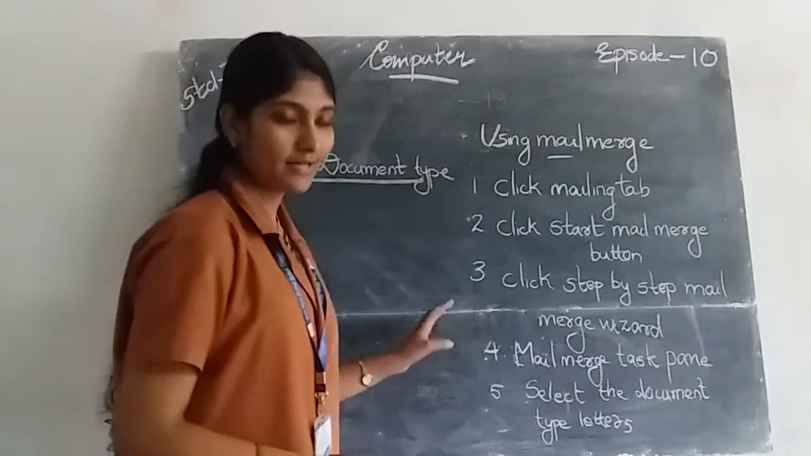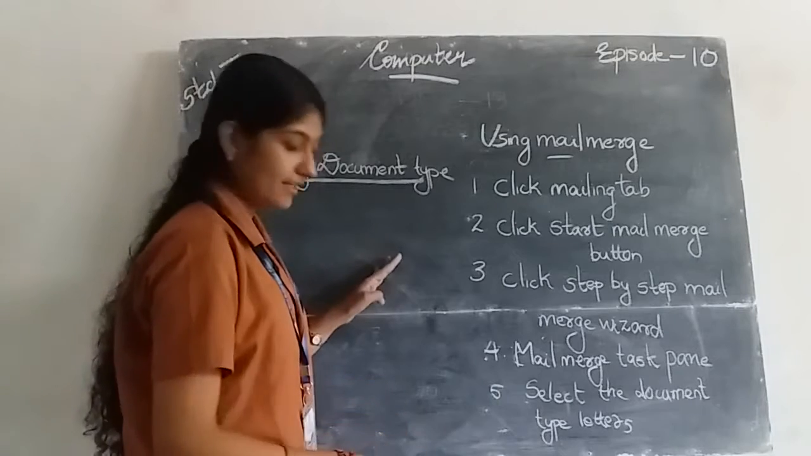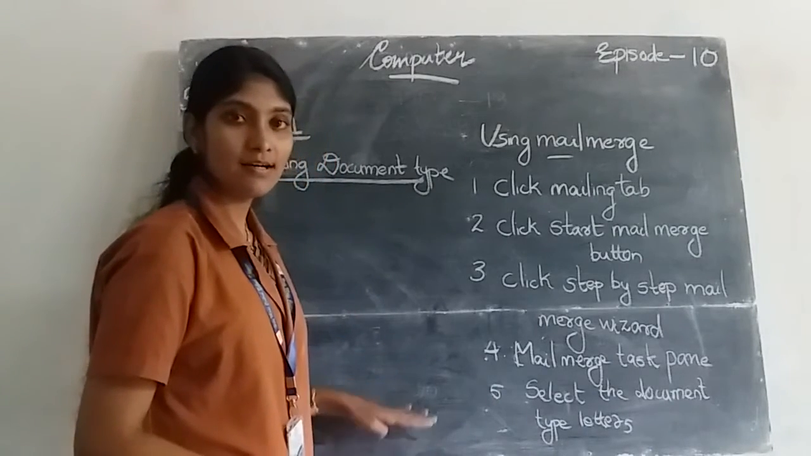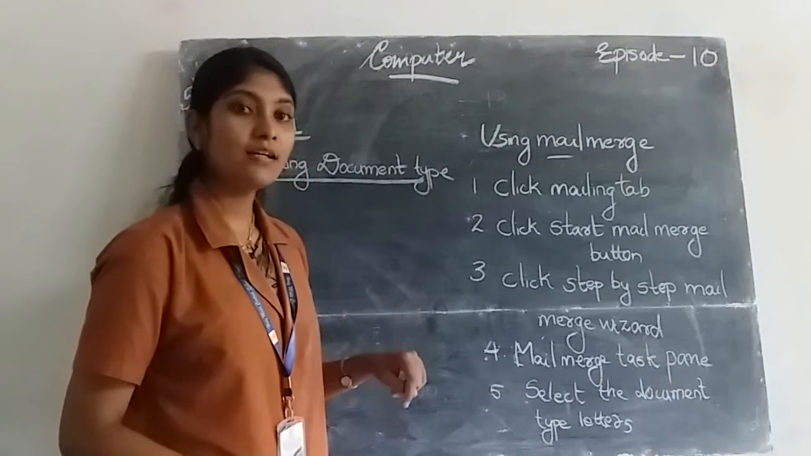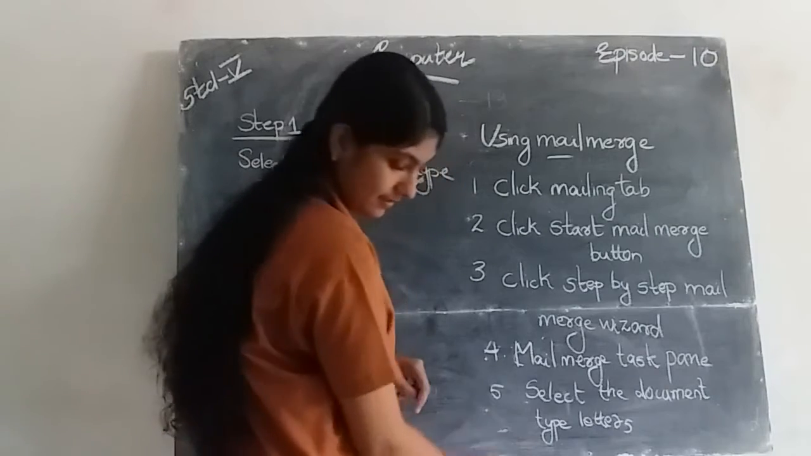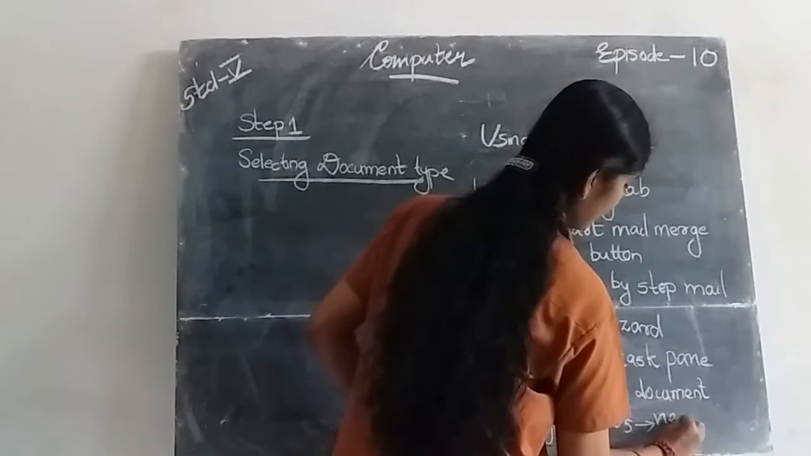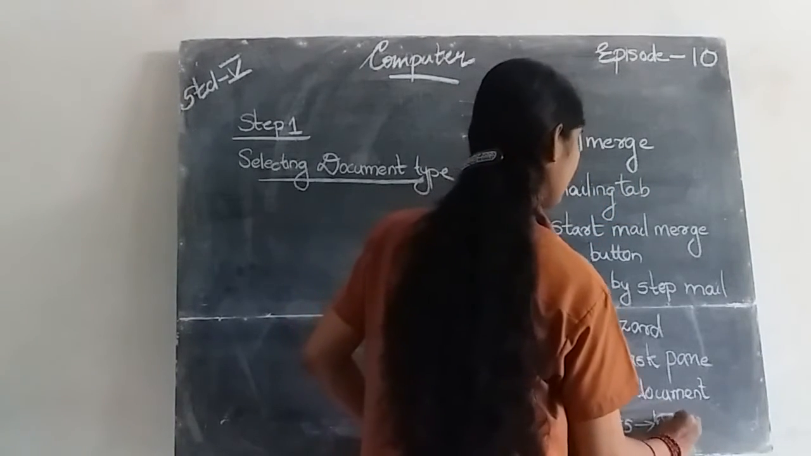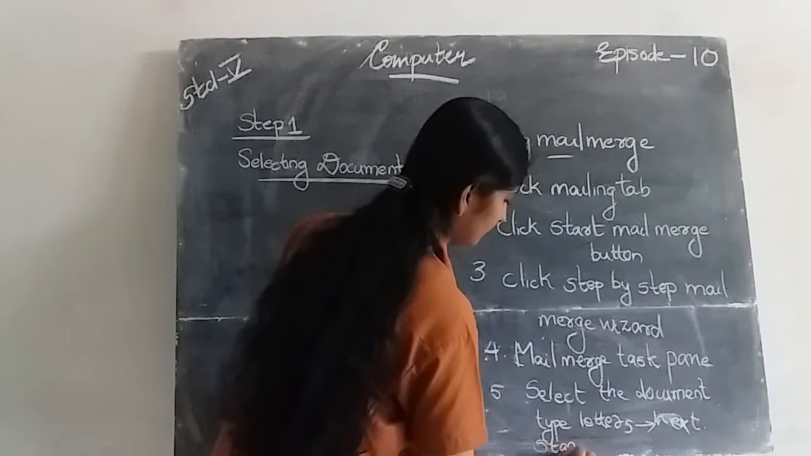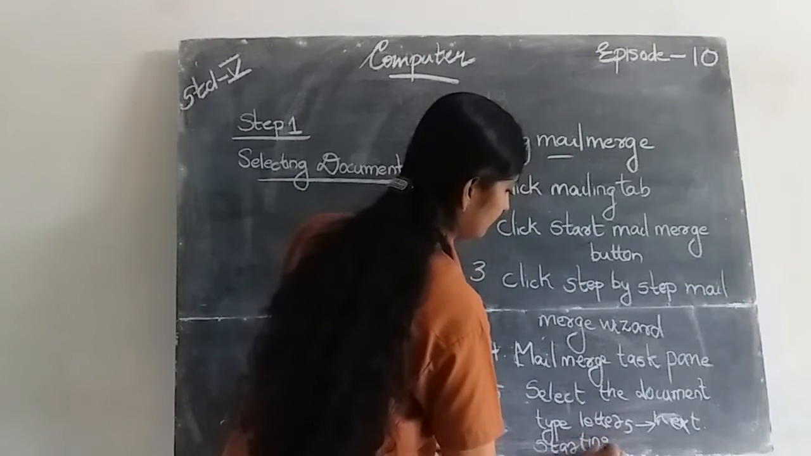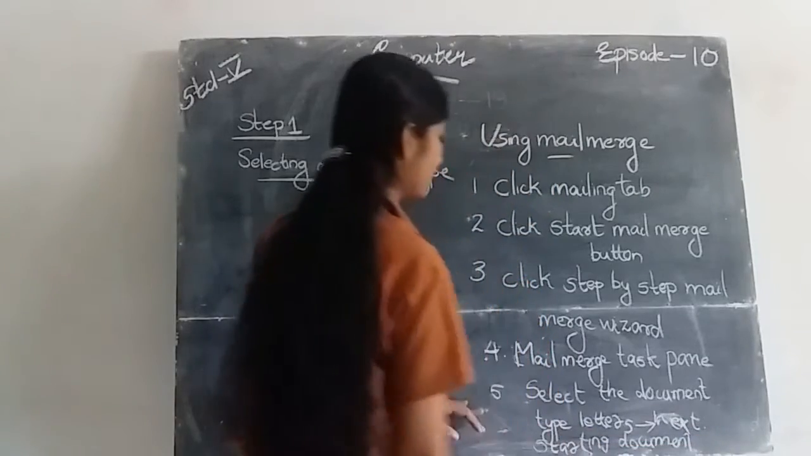On the right task pane, the mail merge task pane, at the bottom or end of the area there is an option named next starting document. That is the sixth step. Okay, these are the 6 steps.